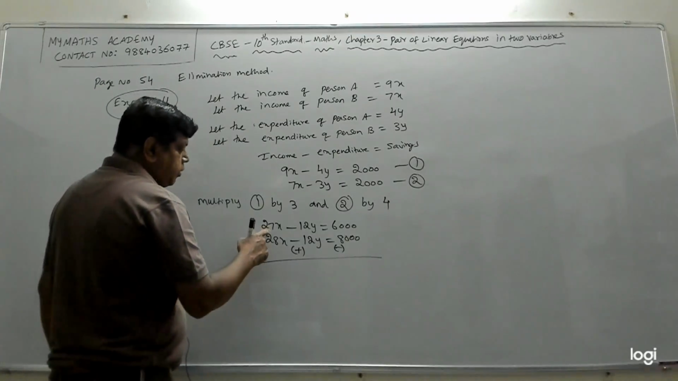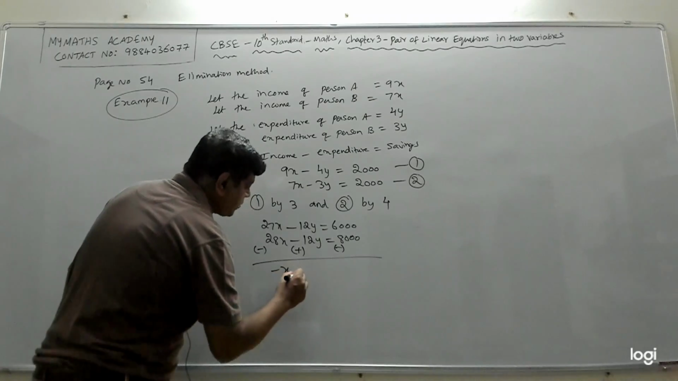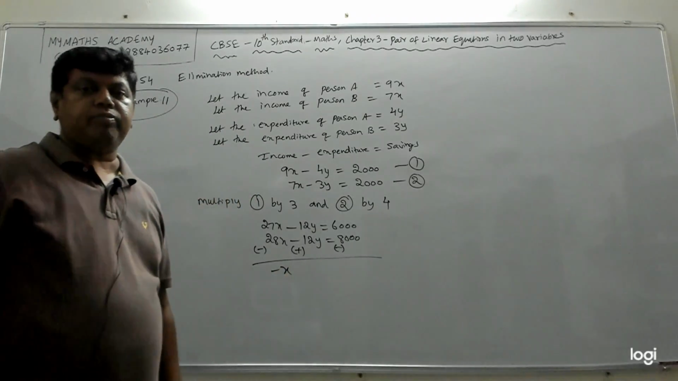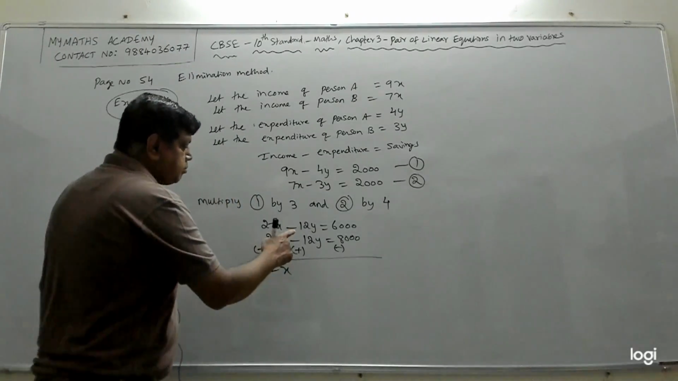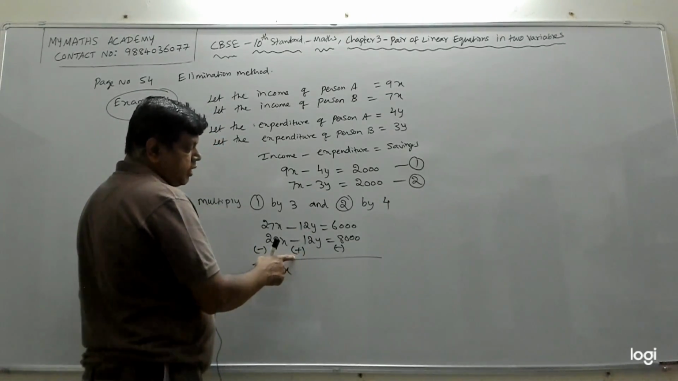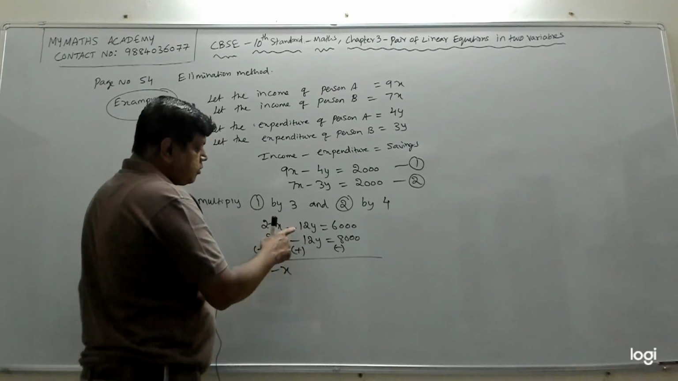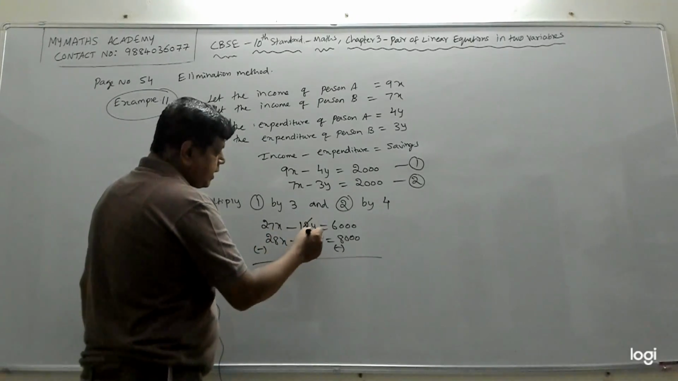Now this is 27x minus 28x, which is minus x. Correct? Now this is minus 12y, this is plus 12y. After the sign is changed, you will see the changed sign. This is minus 12, this is plus 12. Don't see this sign. Right? So this is minus 12, this is plus 12. So they will get cancelled.